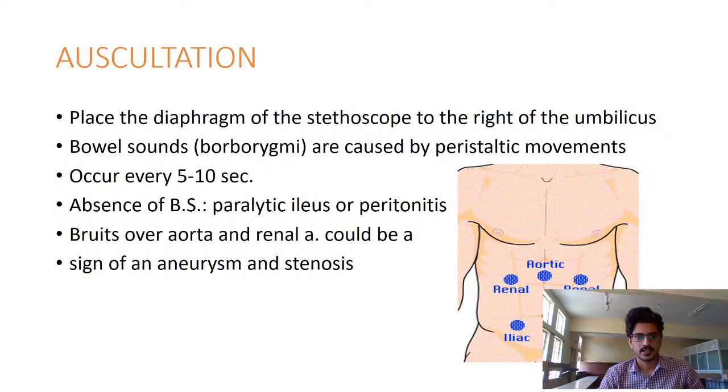So after percussion, we go for auscultation. Place the diaphragm of the stethoscope to the right of the umbilicus. You have to check for any aortic bruit or renal bruit, or in the iliac region, and listen for bowel sounds. Normally borborygmi sounds caused by peristaltic movements occur every 5 to 10 seconds. Absence of bowel sounds indicates peritonitis, and bruits of the aorta and renal artery could be a sign of aneurysm or stenosis.